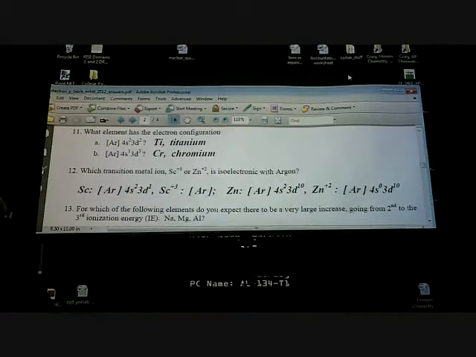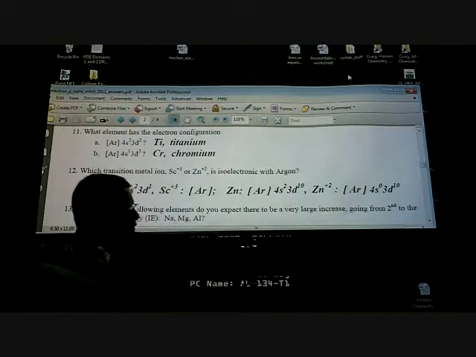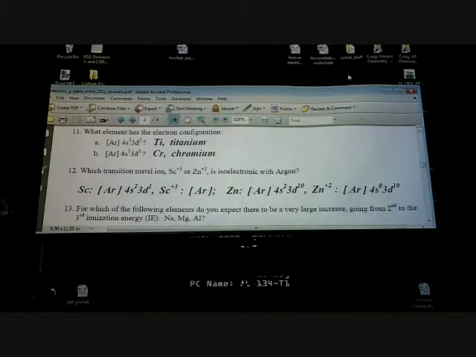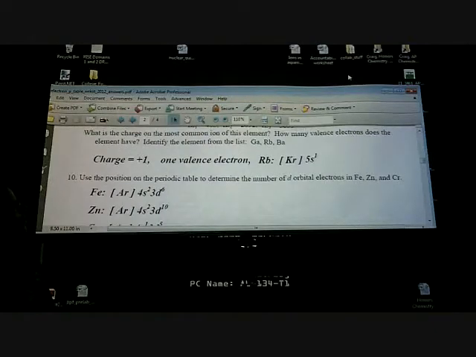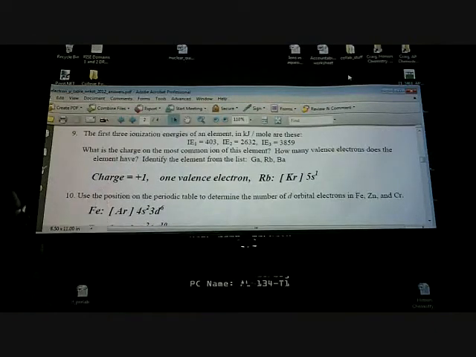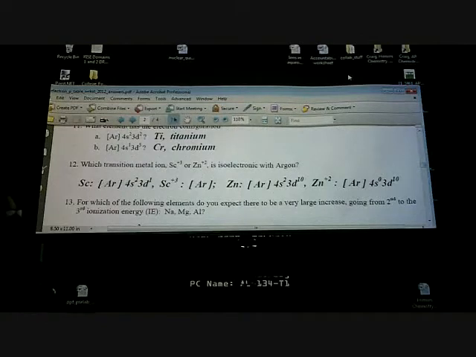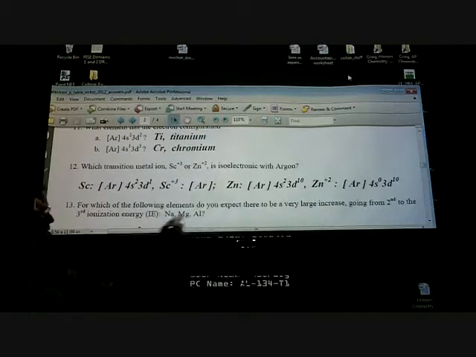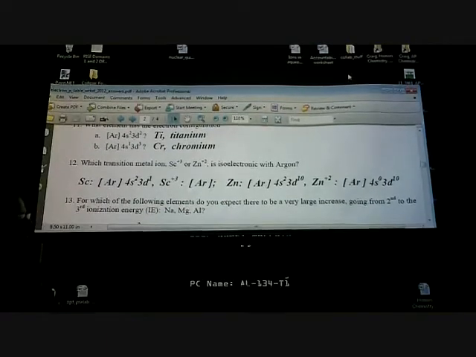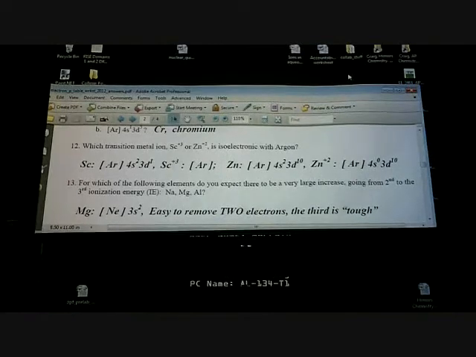13, for which of the following elements do you expect there to be a very large increase going from the second to the third ionization energy? So this is piggybacking off of question 9. Okay, so it's just another way to restate it. So how many electrons are easy to remove? 2. Therefore, this choice is in which group? 2A. Which is in group 2A? Magnesium. Okay.